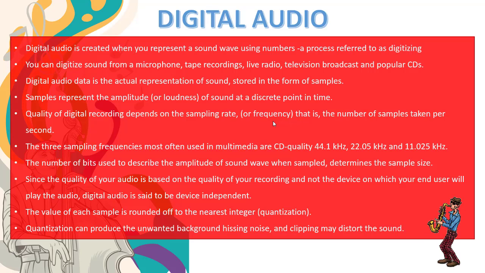Since the quality of your audio is based on the quality of your recording and not the device on which your end user will play the audio, digital audio is said to be device independent. The three sampling rates most often used in multimedia are 44.1 kHz, 22.05 kHz, and 11.025 kHz. Sample sizes are either 8 bits or 16 bits.